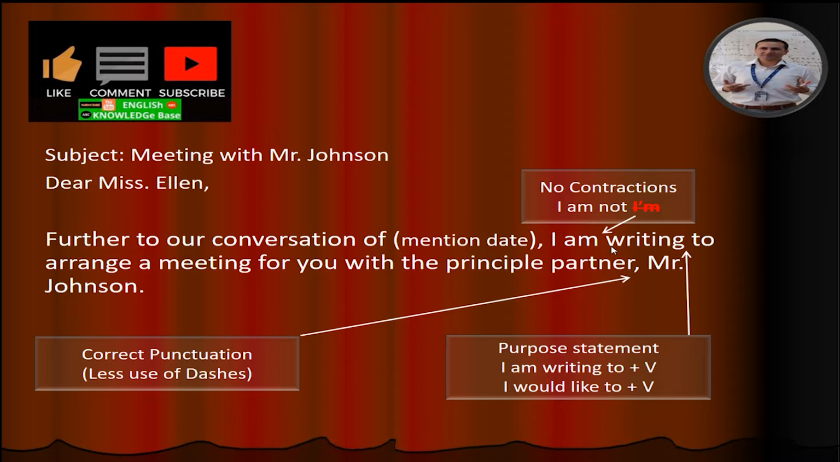And here is the main verb. Purpose statement: I am writing to plus a verb, or I would like to plus a verb. I am writing to arrange a meeting. So here the purpose statement is to arrange a meeting.